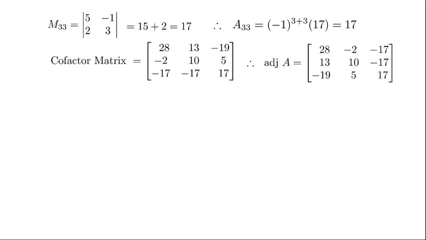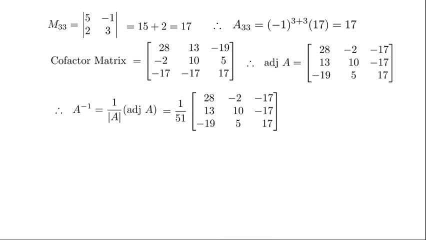So adjoint A is 28 minus 2 minus 17, 13, 10 minus 17, minus 19, 5, 17. And we also know that the inverse of the matrix A is given by 1 upon the determinant of A into adjoint of A. So that is 1 by 51 into this matrix. This is the adjoint of the matrix.